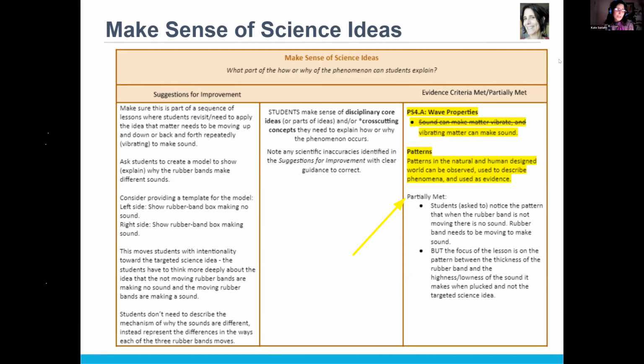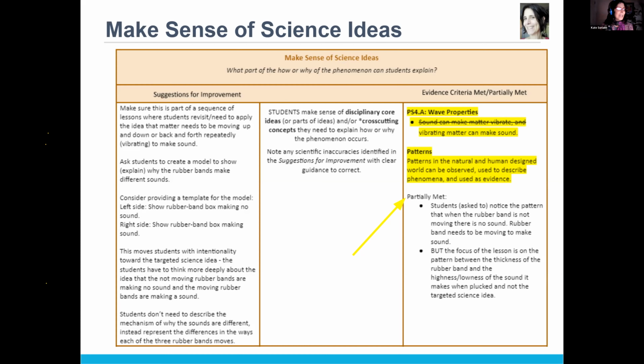This lesson was reviewed by the NSTA review team, and their full review is in the collection of resources. You can see the summary statement from the review team, that they've called this partially met, and that they called out that students are asked to notice the pattern that when the rubber band is not moving, there isn't sound, that they have to be moving to make a sound. But as you all called out, the focus of the lesson was really on the pattern of the sound, the high sound versus low sound, that students genuinely want to know the answer to.